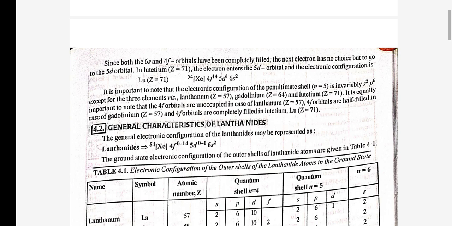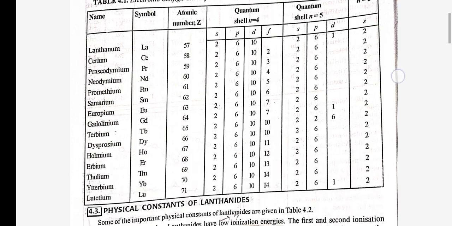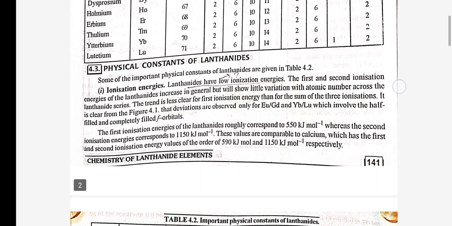General characteristics of the lanthanoids. The general electronic configuration of the lanthanoids may be represented as xenon 54, 4f0 to 14, 5d0 to 1, 6s2. The ground state electronic configurations of the outer shells of the lanthanoid atoms are given in this table. Physical constants of the lanthanoids.